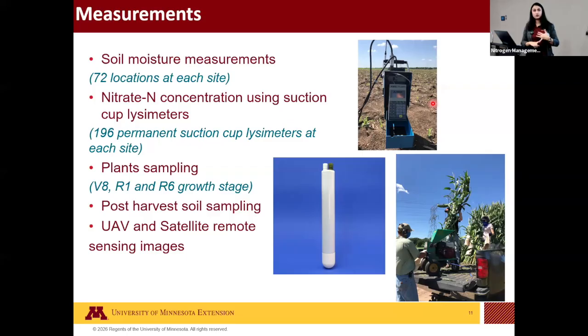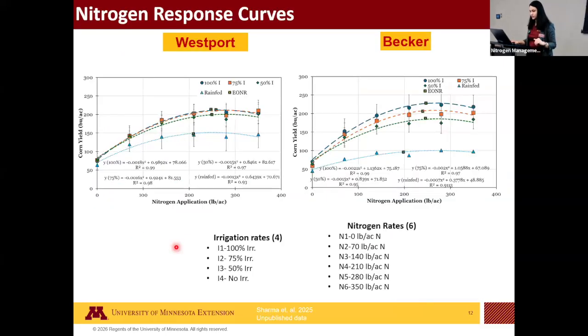Plant sampling, we do plant sampling at V8, R1, and R6 growth stages to understand nitrogen uptake. Then post-harvest soil samples, and then we also collect UAV remote sensing data. And I'm not going to talk about this objective of the study today, but I'll show you the rest of the data.